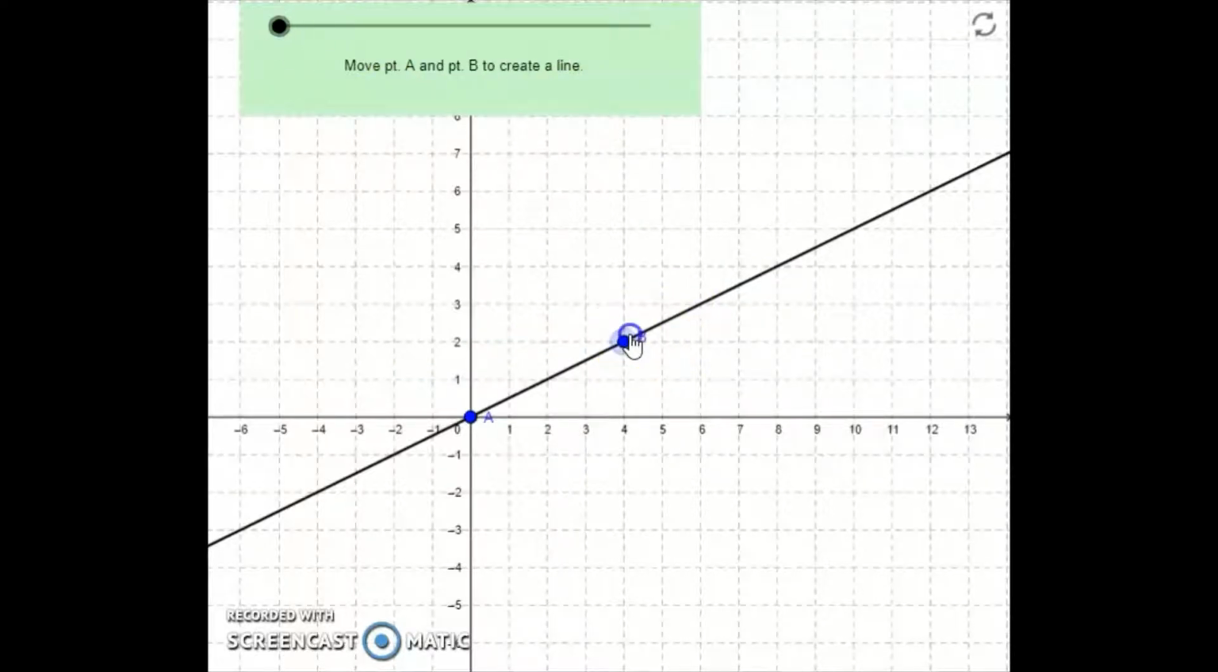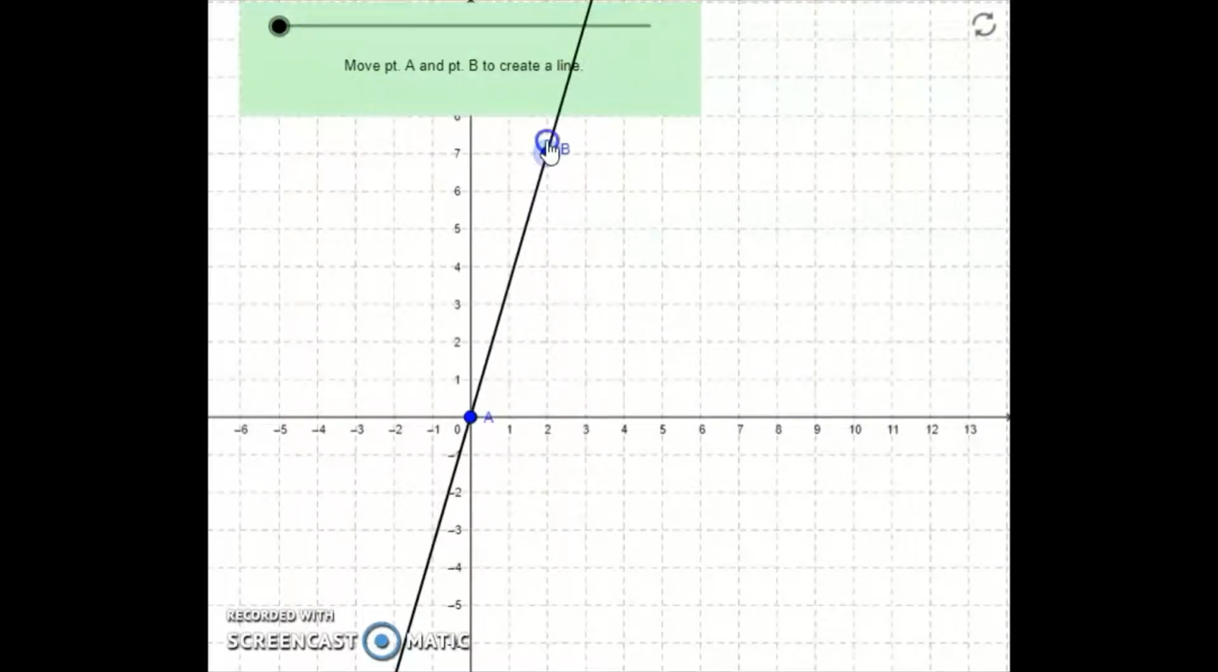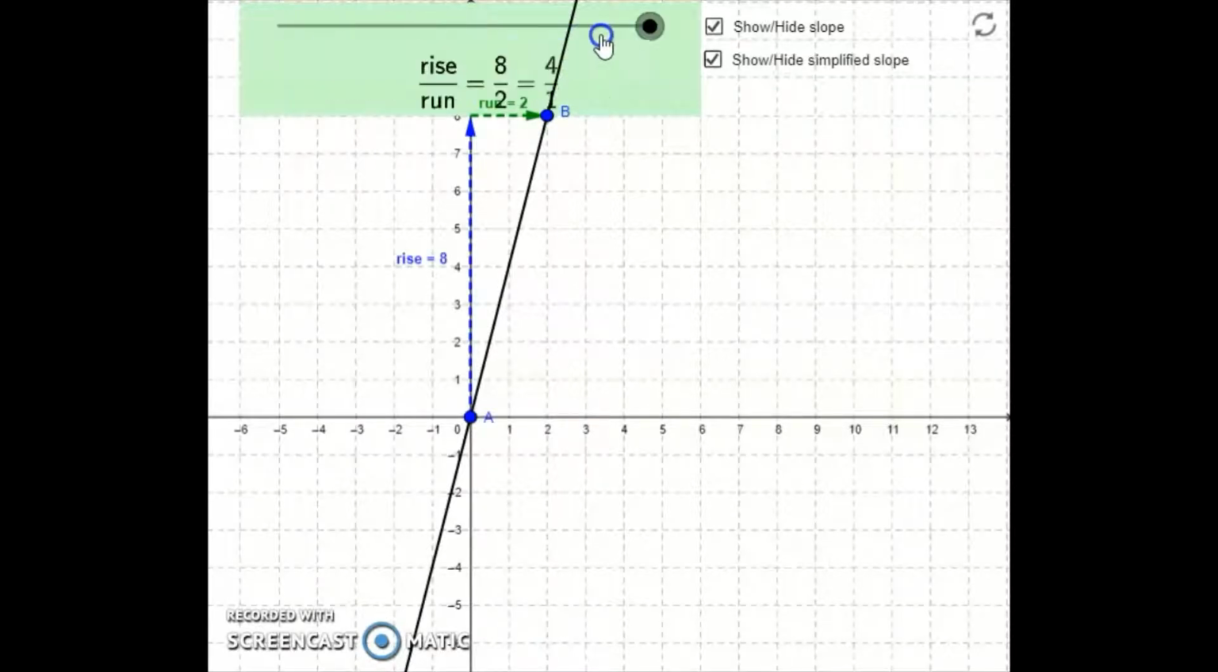If I were to move this point all the way over here, and then now I have a rise of 8 for a run of 2, and I'm going to get a slope of 4.